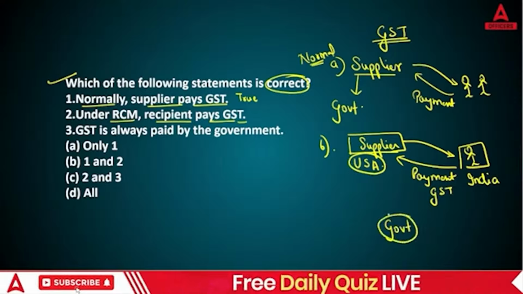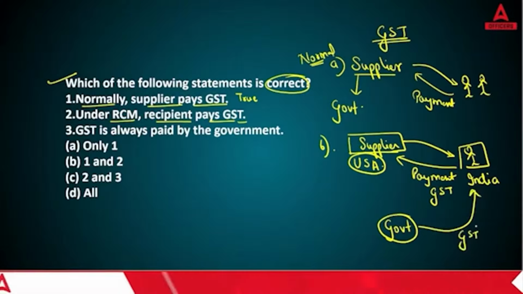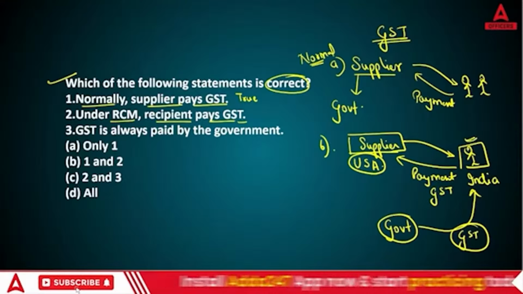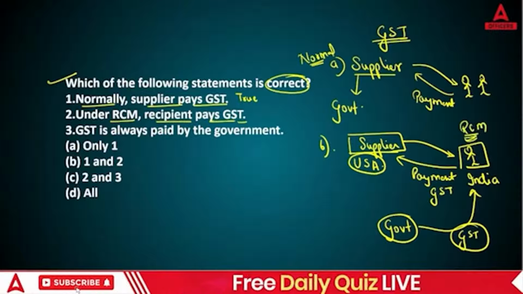So what will the government do here? The government will collect the GST amount from the recipient. So in some situations, like in an import situation or in some specified categories, if the recipient is liable for the payment, then this is known as RCM. Only in some situations, right? So under RCM, the recipient pays GST. This is also true. Then, GST is always paid by the government.